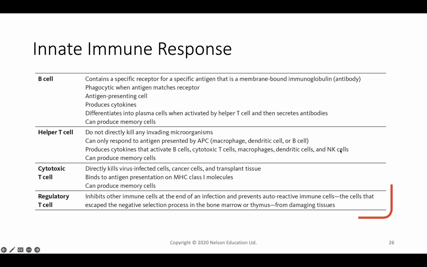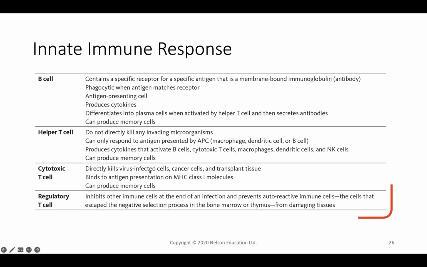So these helper T cells are going to recognize that there needs to be an immune response, because they have some sort of antigen that's been presented to them by antigen-presenting cells, and then they're going to create a bunch of chemicals that are going to activate B cells and cytotoxic T cells, et cetera, to upregulate the immune response.